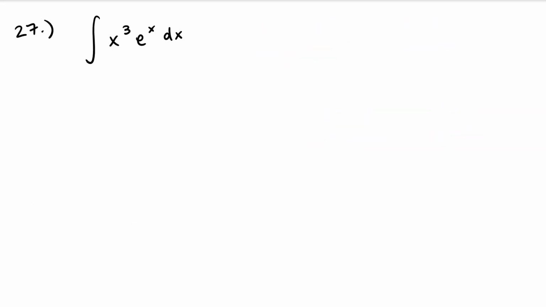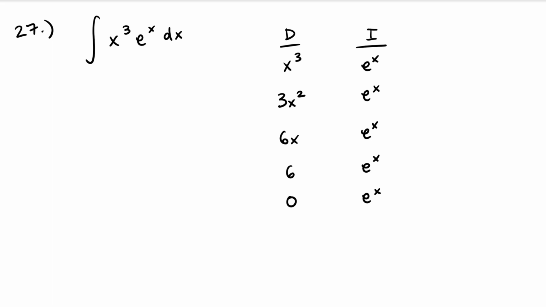For question 27, we have the integral of x cubed times e to the x dx. Now you can use the more traditional integration by parts. I'm going to use the tabular method. I think it's going to make life a lot easier. So the thing that we are differentiating is x cubed. Its derivative is 3x squared, then 6x, then 6, then 0. Luckily, e to the x, if we integrate that, it is going to continue being e to the x. I'm going to draw my diagonal lines, and then along these diagonal lines, I will alternate plus or minus.